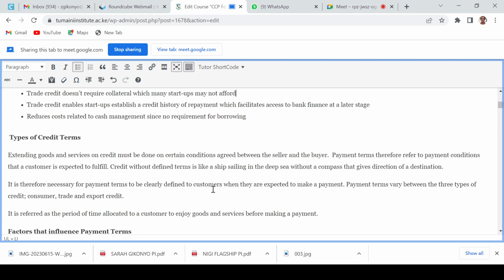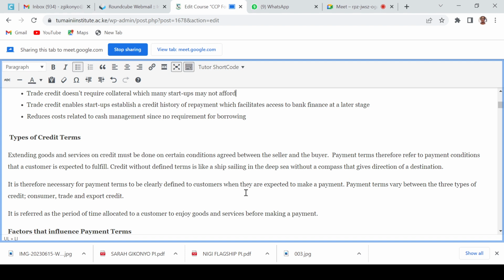Extending goods and services on credit must be done on certain conditions. Because this is being offered by the non-financial sector, it is good to have some conditions. Usinipatie tu, don't just give me a facility ama unipatie goods or services without telling me under what condition. So there are payment terms that we need to agree. Okay, you'll pay me after 30 days. And when 30 days are over, what do I expect? I expect a payment. When the payment does not come, what action are we going to take?